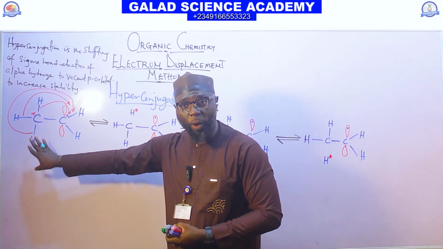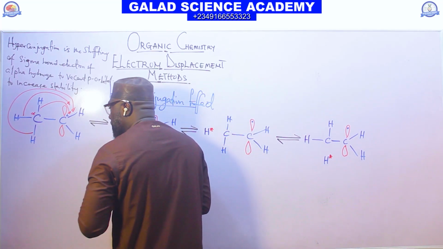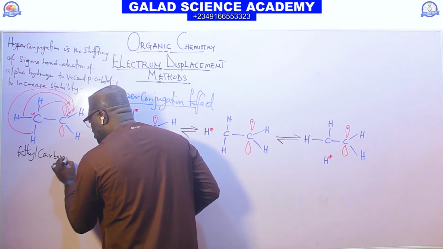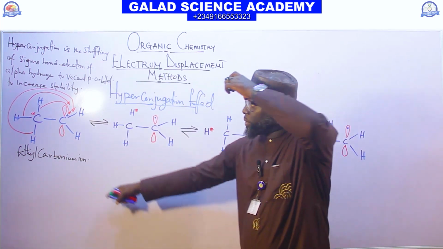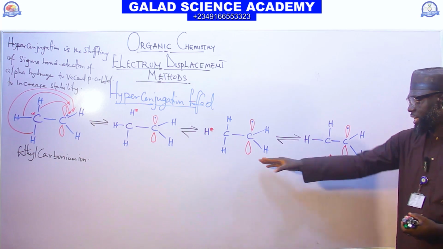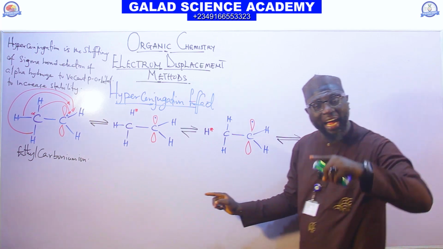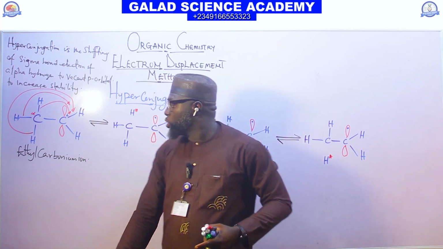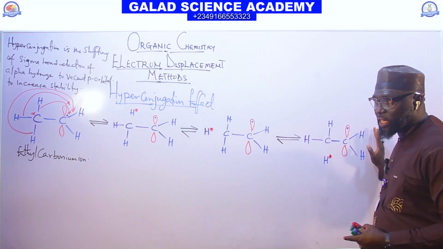For this ethyl carbonium ion, what is the name of this structure? It's ethyl carbonium ion. So the ethyl carbonium ion has how many resonance structures? It's 3. This is the first one. This is the second one. This is the third one. Depending on the alpha hydrogen that donates its sigma bond electron. So this is the resonance structure of ethyl carbonium ion.